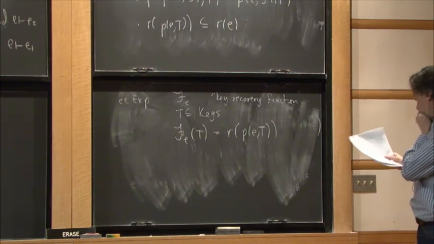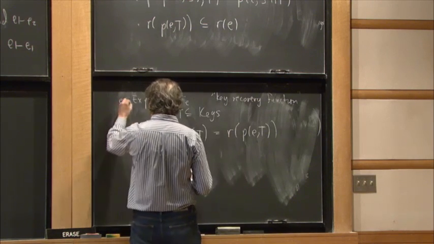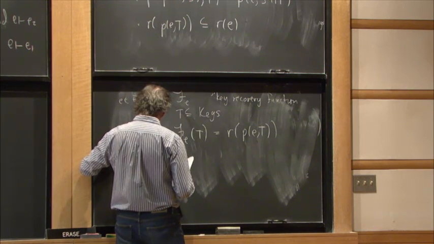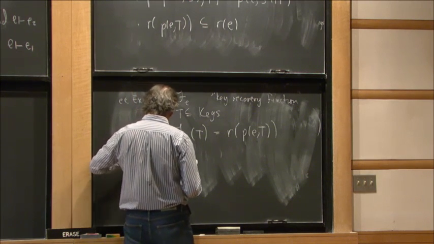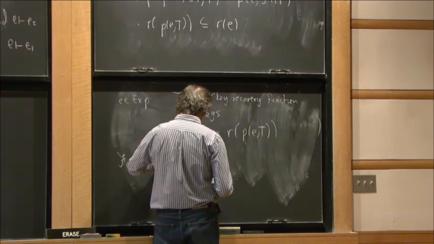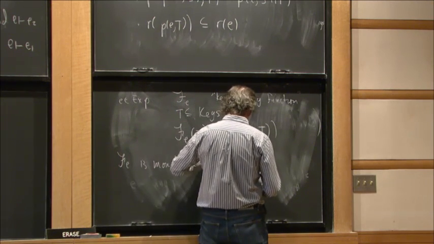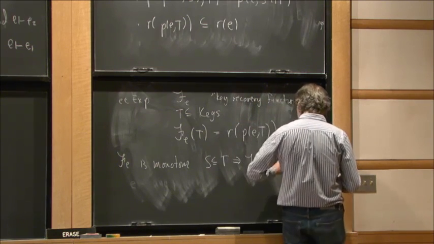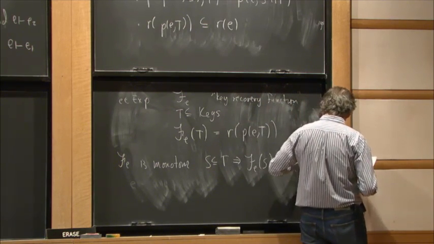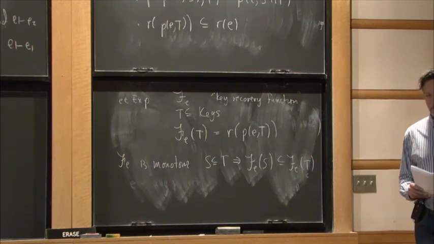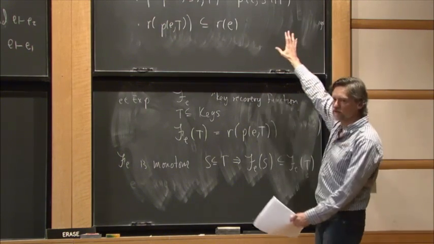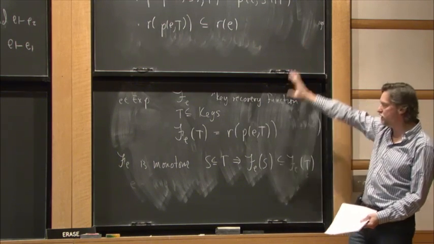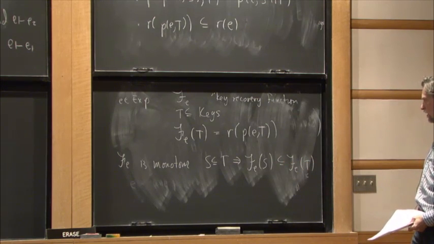A very important fact about this key recovery function is that it's monotone. And this isn't hard to show. I'll leave it as an exercise for you to show this just using these three properties of R and P. We can show that the key recovery operator is monotone.